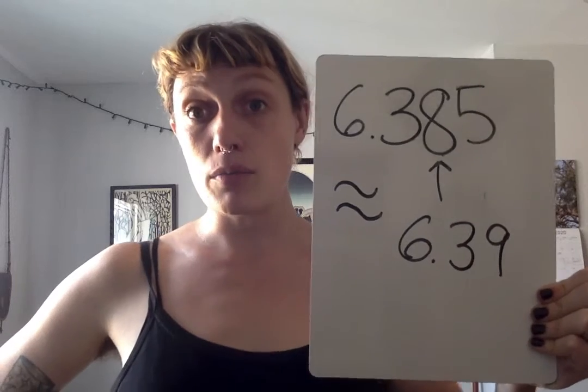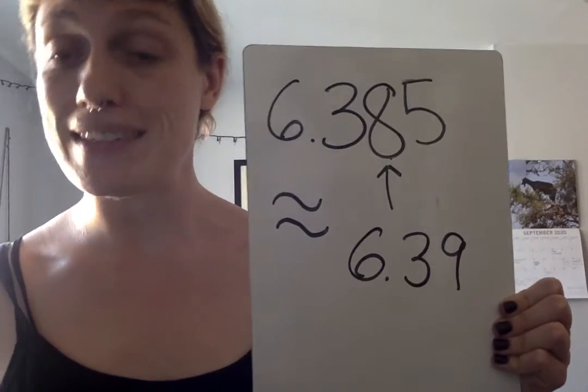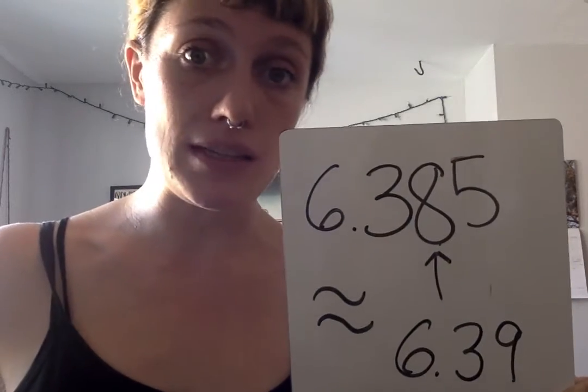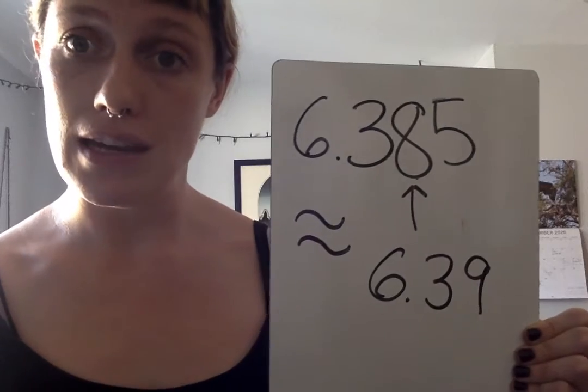Okay? So remember, step 1, figure out the place value they want you to round it to. Step 2, look at the next smallest place value. Step 3, decide if you're going to bump it up or stay where it is. We'll do just one more.